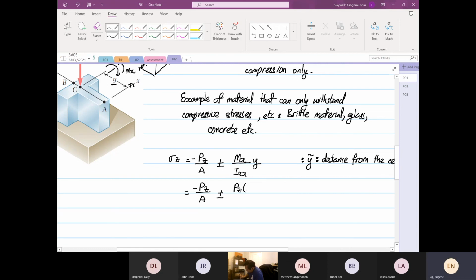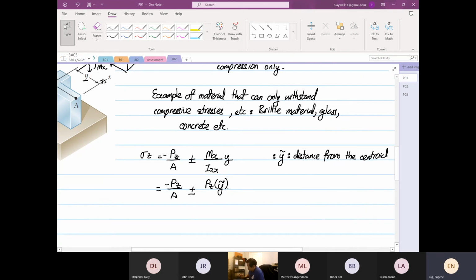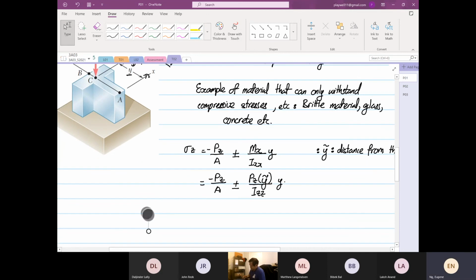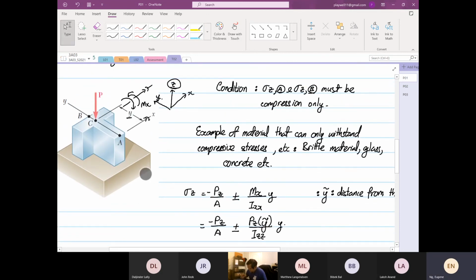So plus or minus Pz multiplied by Y squigger, the distance from the centroid, divided by Izz multiplied by Y. If I were to draw a diagram here, Y squigger can be in this direction, or it can be in the opposite direction, depending on what we want to find later on.